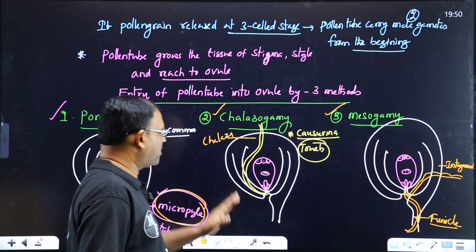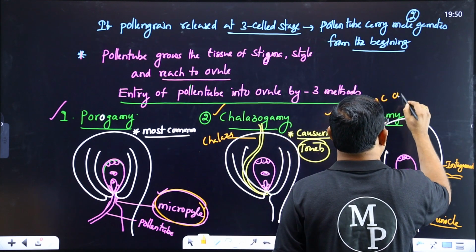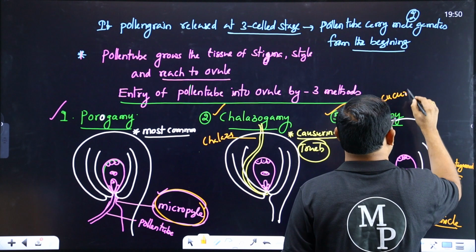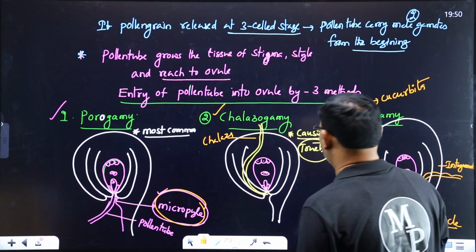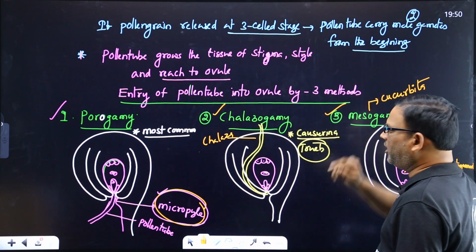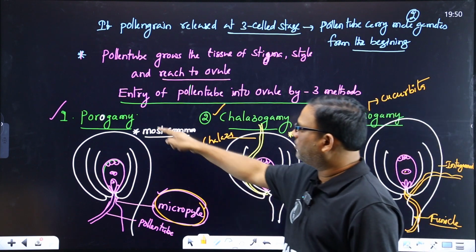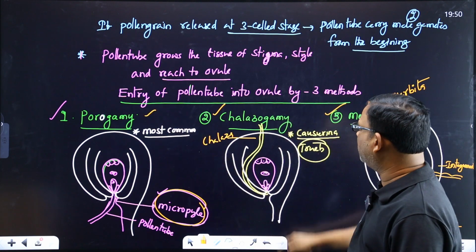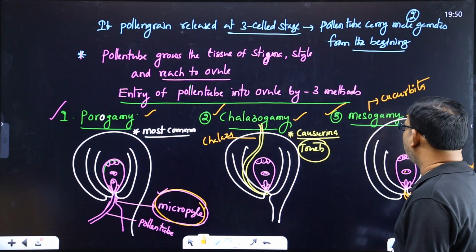Yes, these are the three types of methods. In mesogamy the example is Cucurbita. Now, the entry of pollen tube into the ovule is by how many methods? Three methods are there. So what are the three methods? The first one is porogamy. The second one is chalazogamy. The third one is mesogamy.